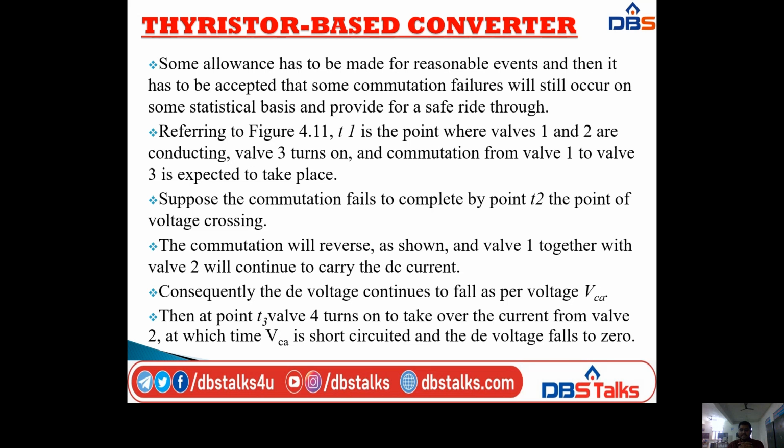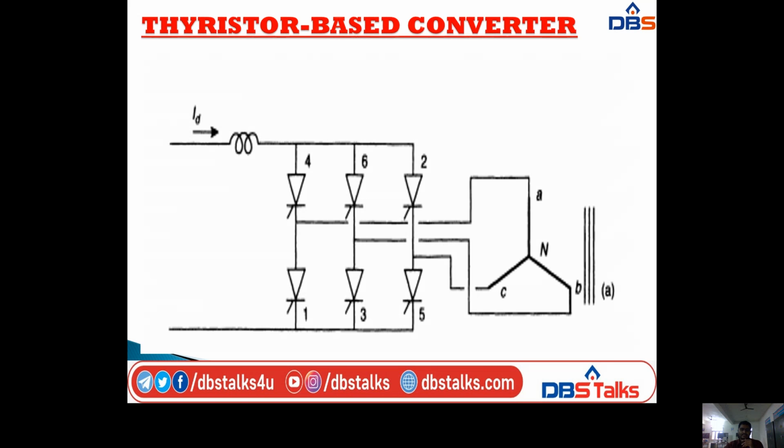Then at point T3, valve 4 turns on to take over the current from valve 2, at which time VCA is short circuited and DC voltage falls to 0. Like that the operation continues from T1 to T2, T3, T4, T5, T6. This is the diagrammatic representation.